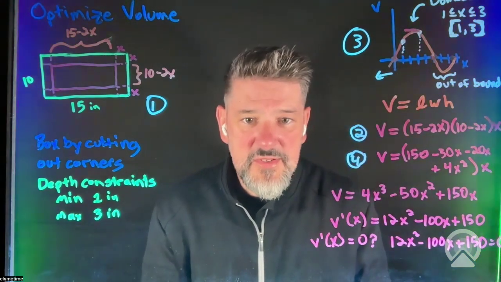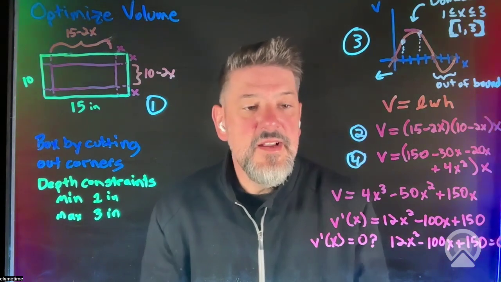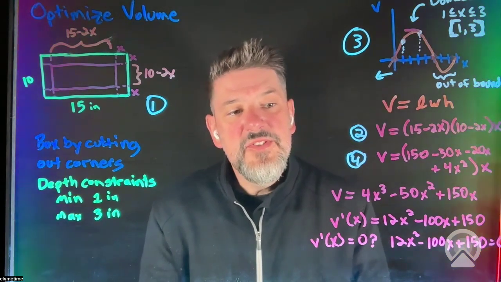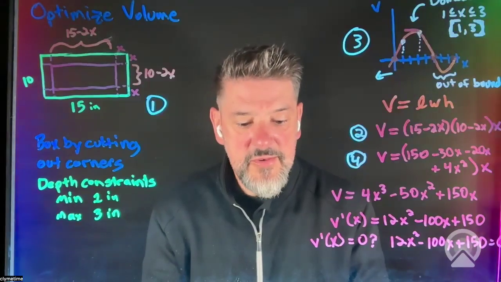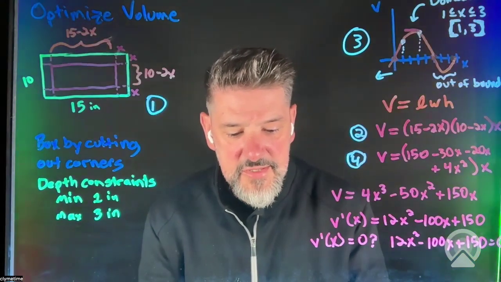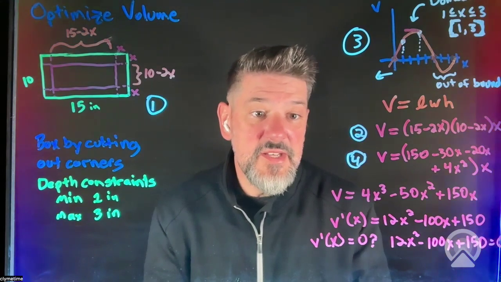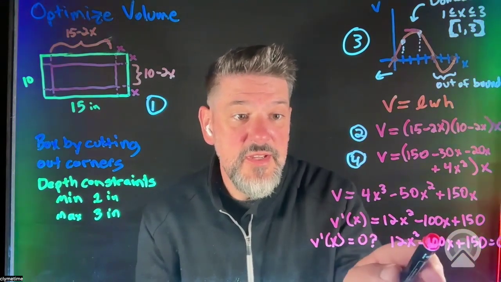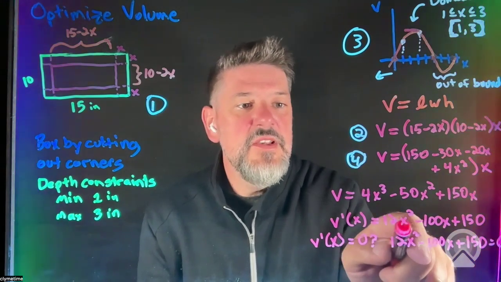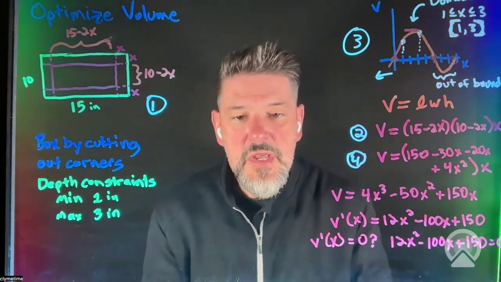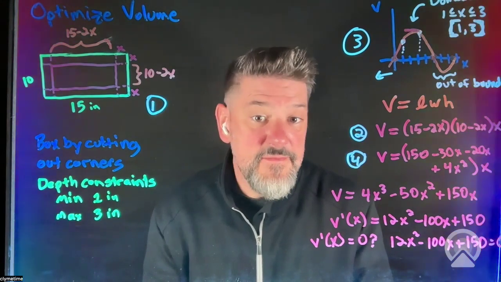So there are different ways to solve this. The focus of this class is not algebra, but you could try to factor it and then set each factor equal to zero. You can use the quadratic formula. There are different ways to do it, but another way is to put this into your calculator, put y equals 12x squared minus 100x plus 150, and then find the zeros.